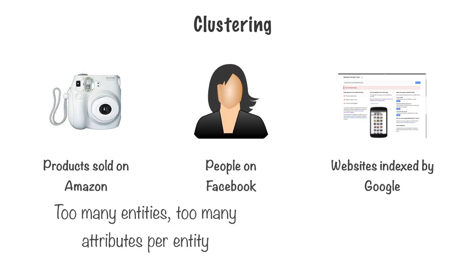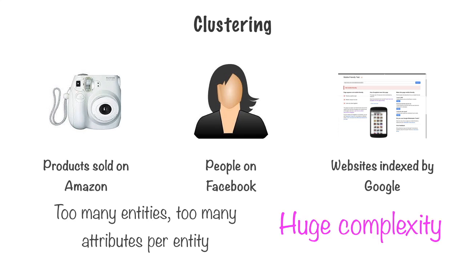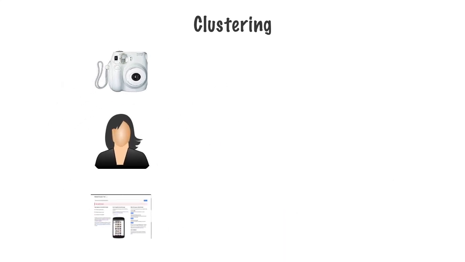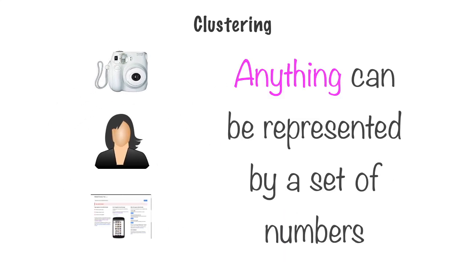You have two problems here. There are too many entities and too many attributes per entity. The complexity is huge. There is a technique that you can use to get a handle on this, and behind that technique lies this insight. Anything, really anything in the world, can be represented by a set of numbers, provided you know what those numbers mean.